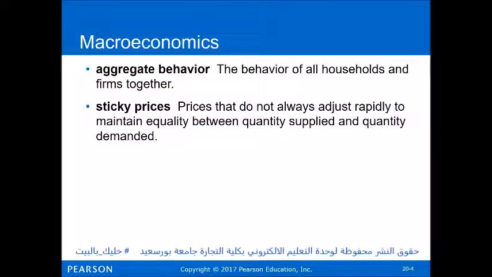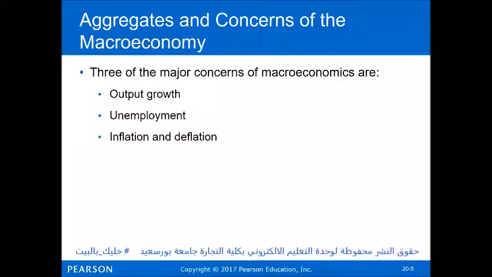What is aggregate behavior? This is the behavior of all households and firms together in the macroeconomy. What are sticky prices? These are prices that do not always adjust rapidly to maintain equality between quantity supplied and quantity demanded in the macroeconomy.